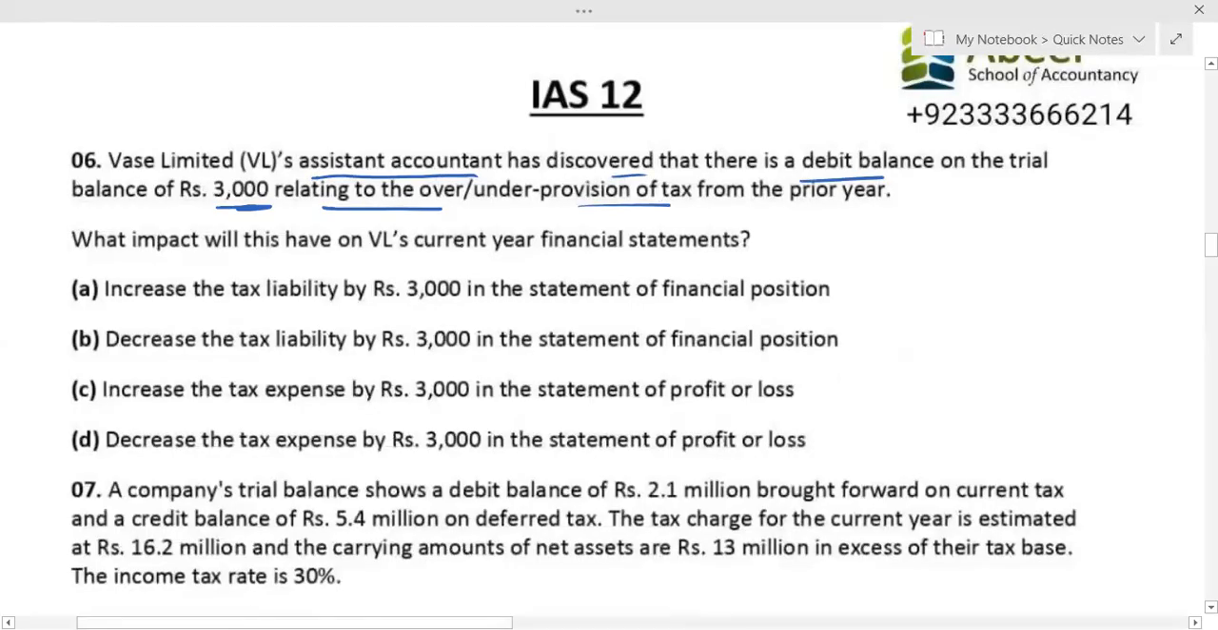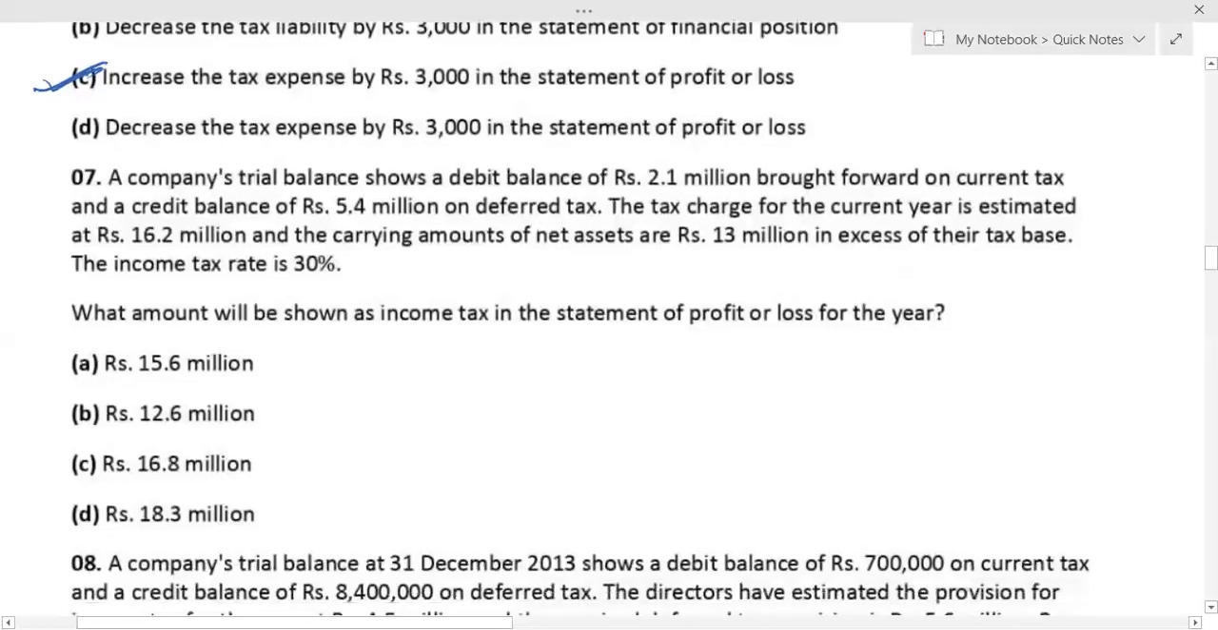So what impact will this have on the current year financial statements? Income tax liability will increase by 3? No. Tax liability decrease? No. Increases tax expense by 3,000 in the statement of profit and loss? Yes. So simply, a debit balance shows under provision, which increases your income tax expense without having any impact on your current year tax liability. What amount will be shown in the statement of profit and loss? So let's go for the T account of taxation.